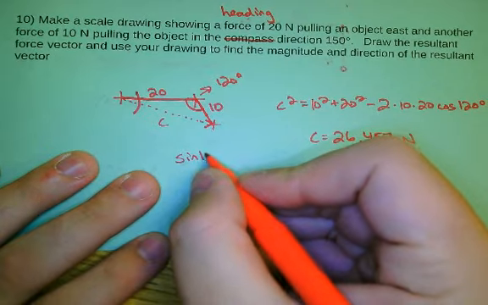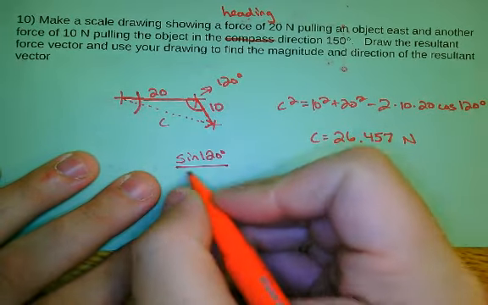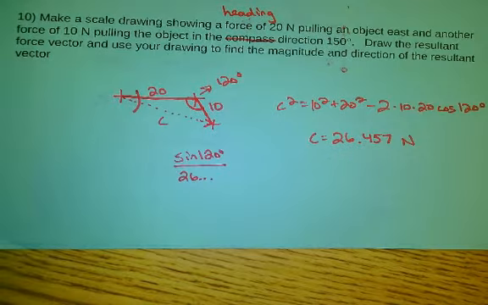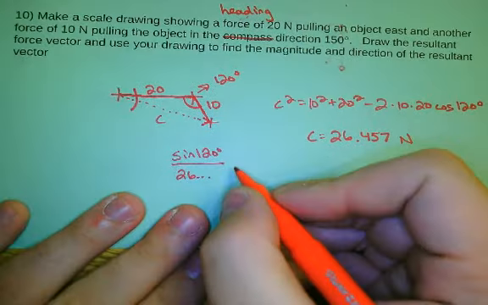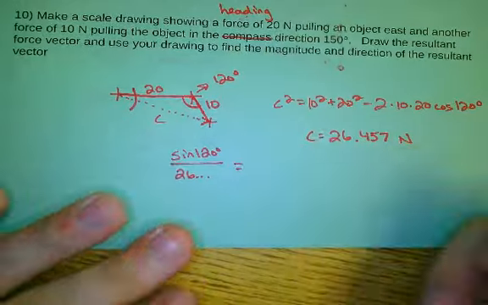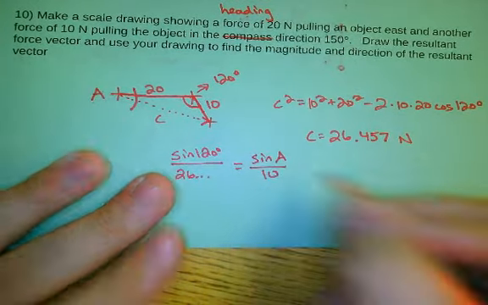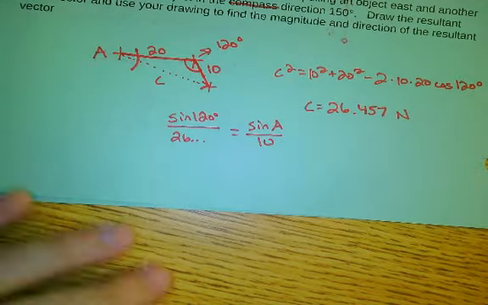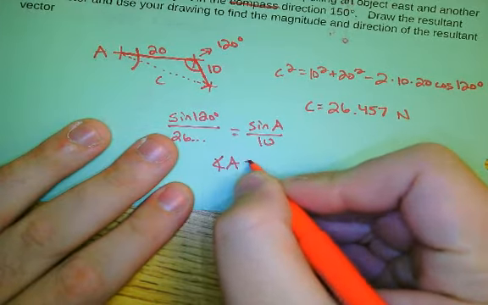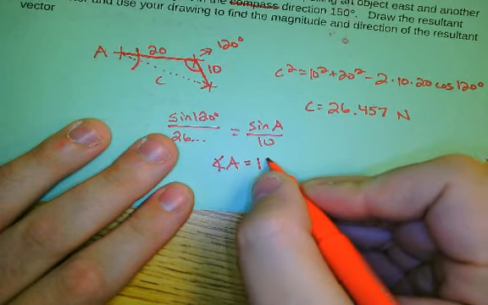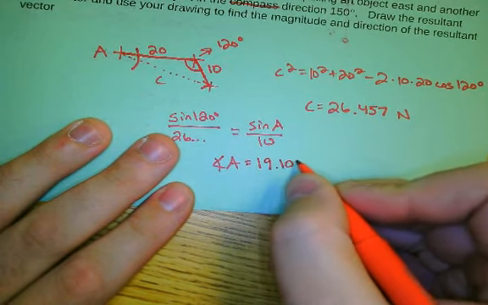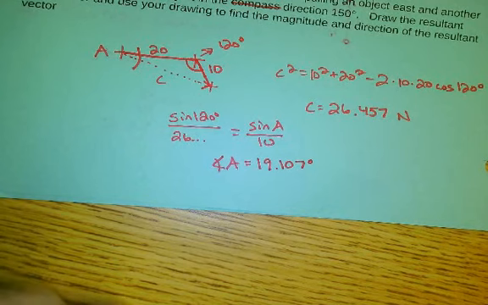Sine of which is 120 over 26.4, the whole number, I put dot dot dot, which means the whole number, equals... We'll call this A. Sine of A over... All right, and you want me to tell you the answer? Okay, so you're going to get 19.107.